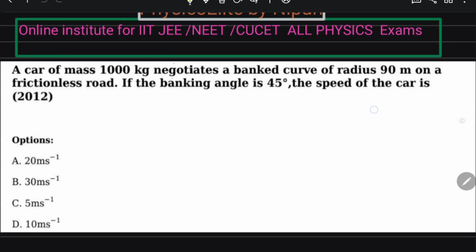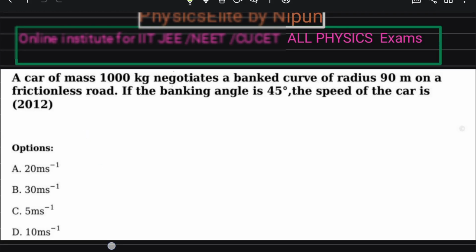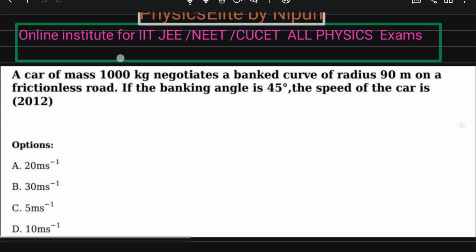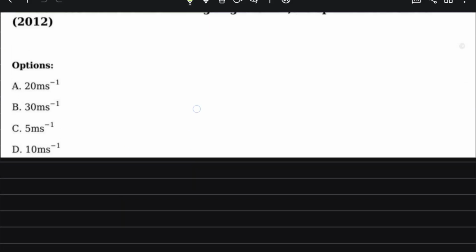Now I proceed to the next question, and this question is also from circular motion. A car of mass 1000 kg negotiates a banked curve of radius 90 meter on a frictionless road. If the banking angle is 45 degree, the speed of the car is. So this is also a general formula. We have derived this. So what this question is saying is that a car that has a mass 1000 kg is on a banked road.